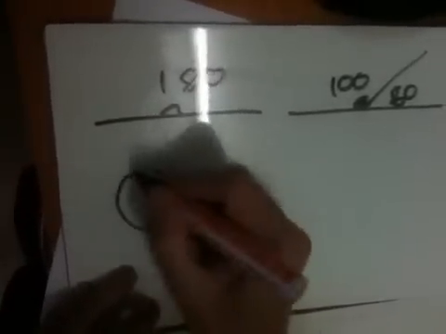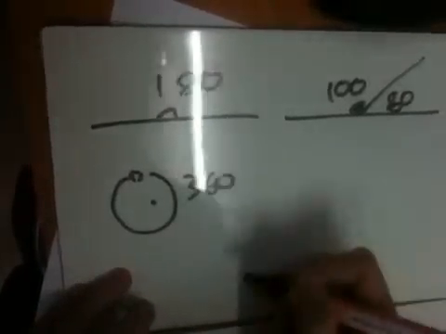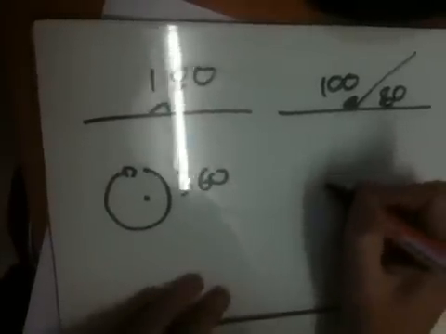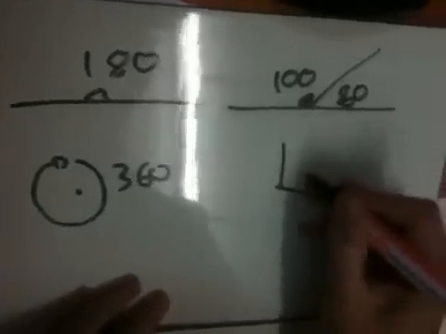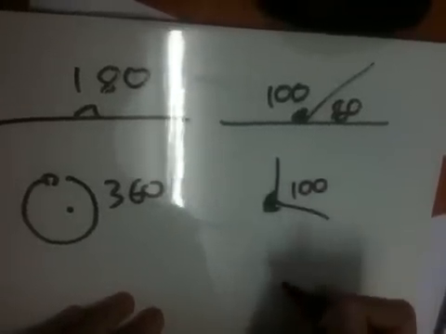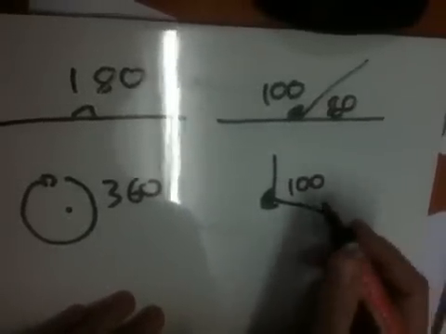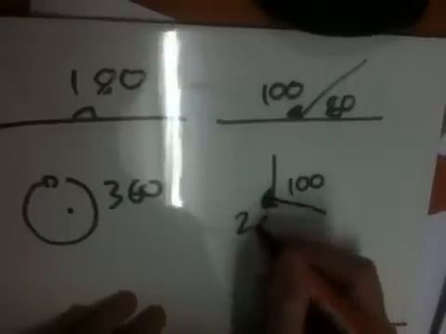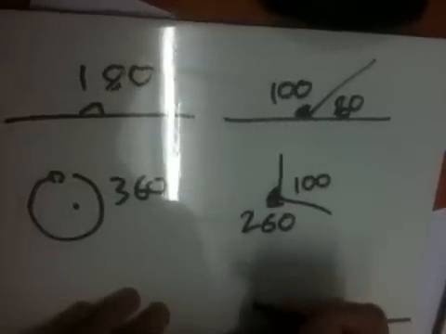Next fact. Angles at a point add up to 360 degrees. So if I have a point and I have one angle here which is 100, the angle that is remaining must be 360 subtract 100, which will be 260.